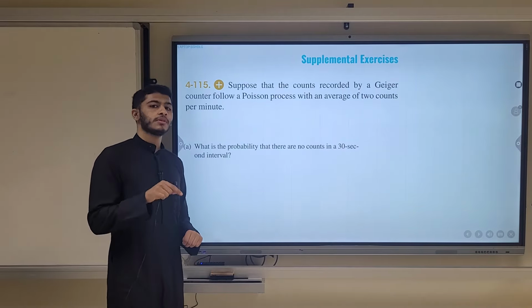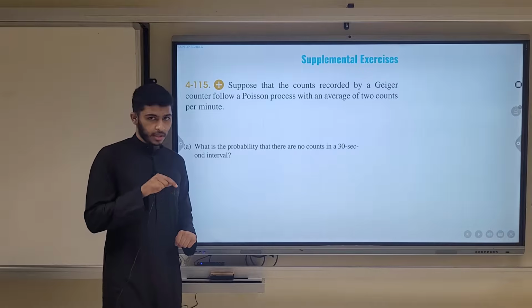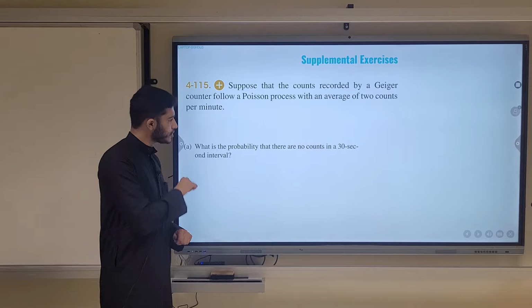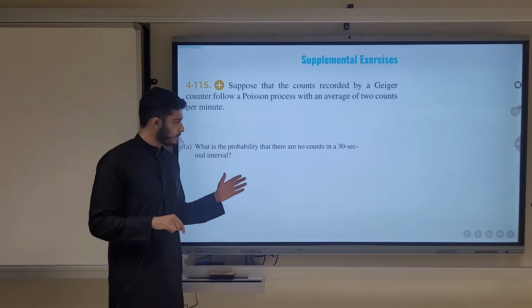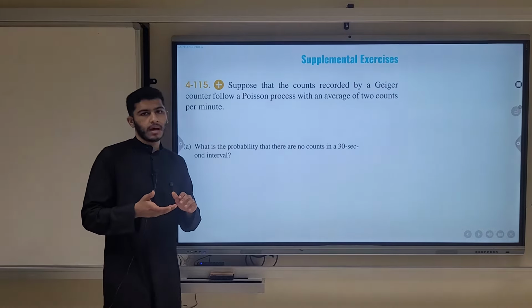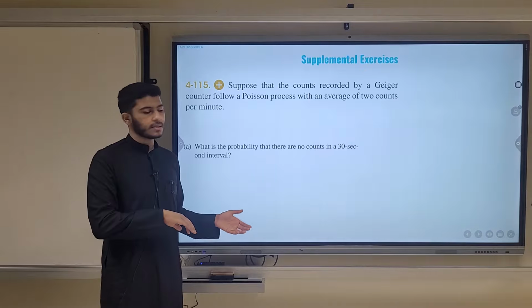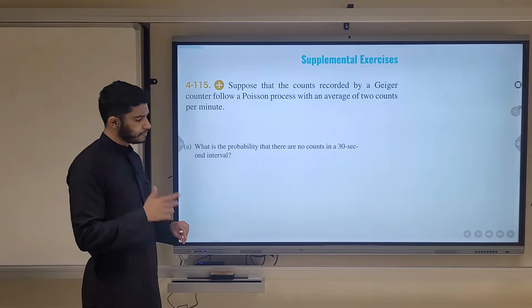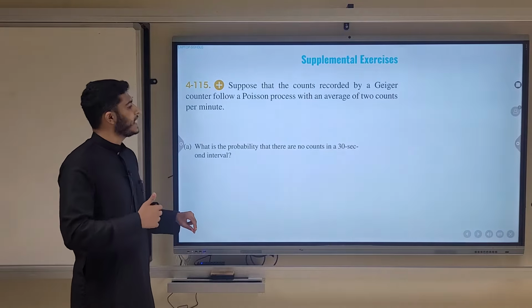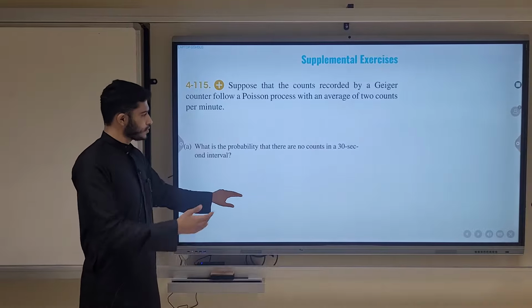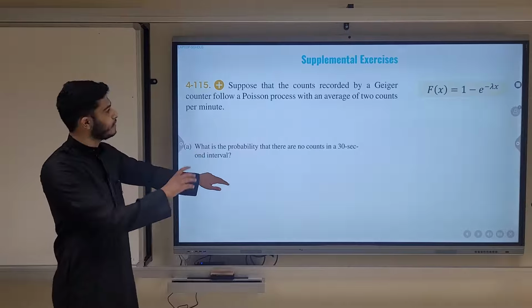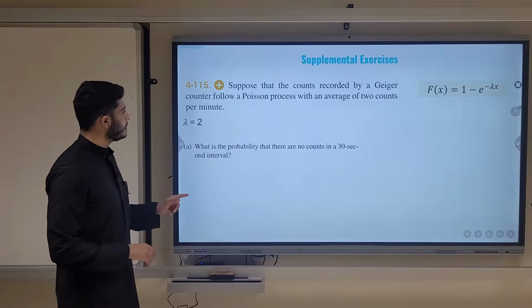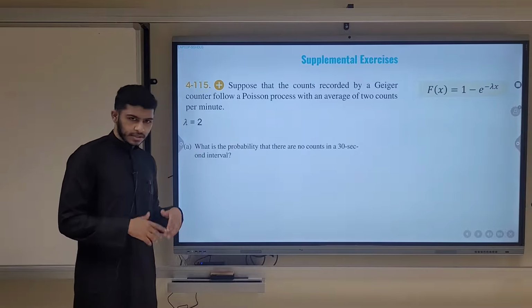So, this question is also modeled using exponential distribution. In the previous question, we asked if the count is going to come in less than 10 seconds. Now we're going to ask for the count to come in more than 30 seconds, because we don't want anything before 30 seconds. So here's the formula for us, and here is lambda, and this is in seconds.